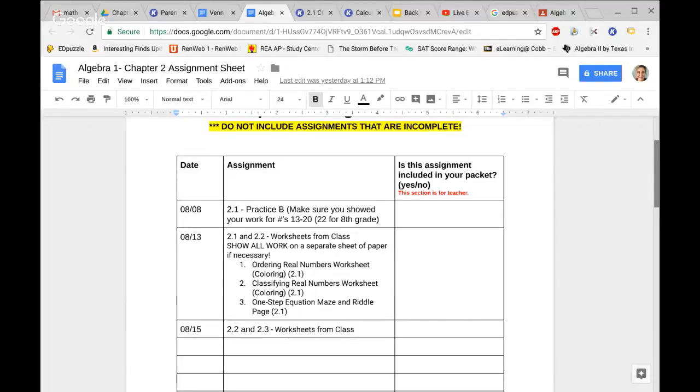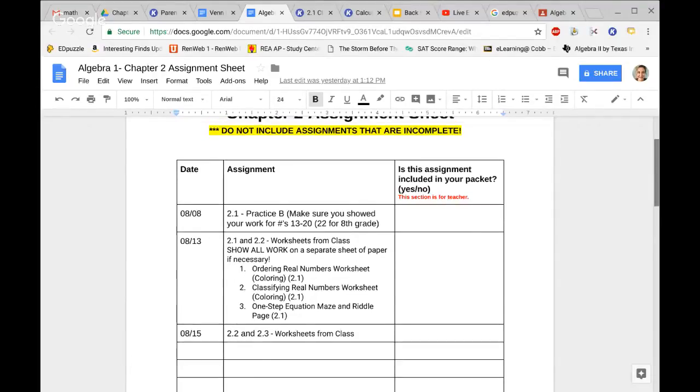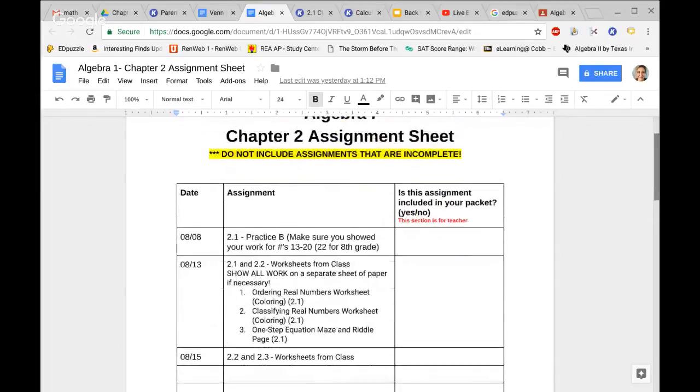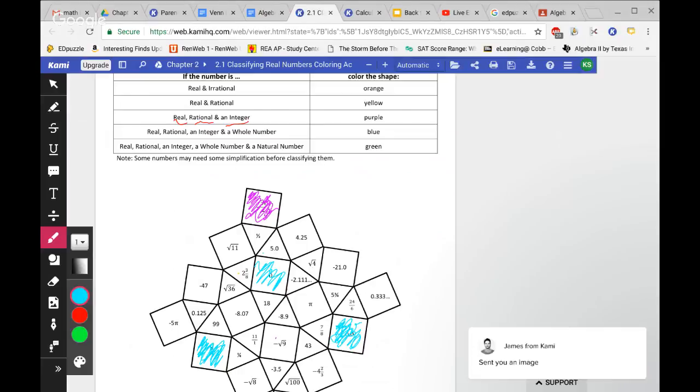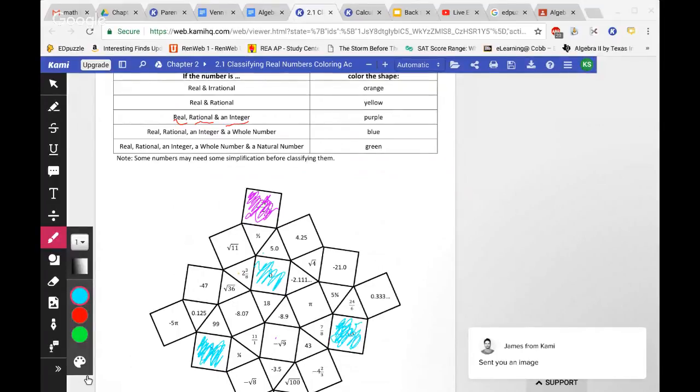And then we're going to have 2.2 and 2.3 worksheets for class. They are actually due on the test day, not quiz day, which is next Wednesday, but the test that will be coming up in a couple weeks. And I will post that on Google Classroom so you can keep up with what is due.